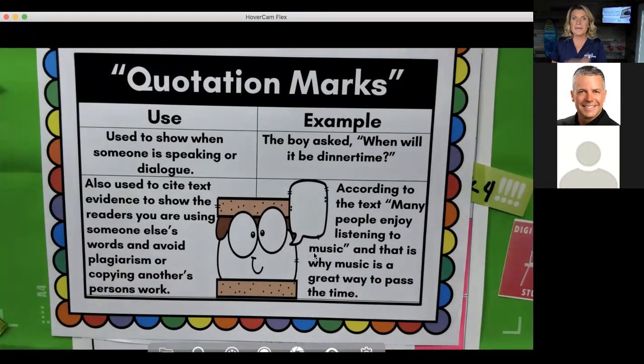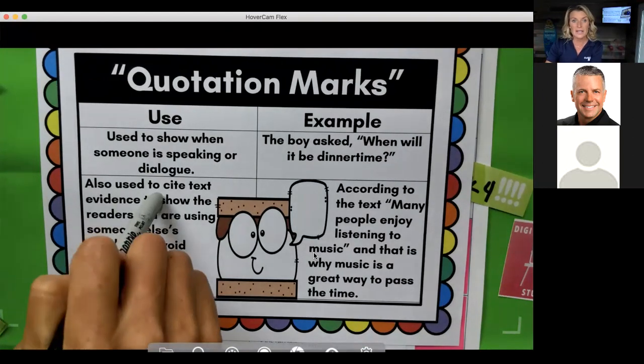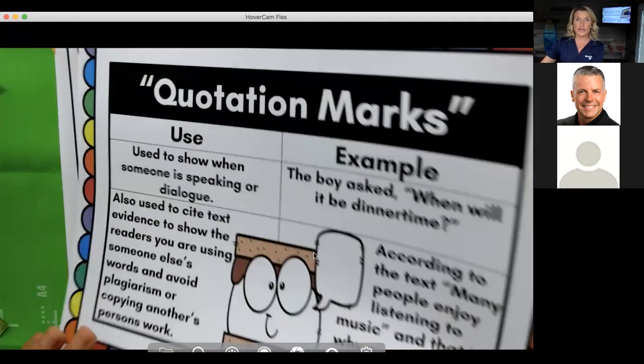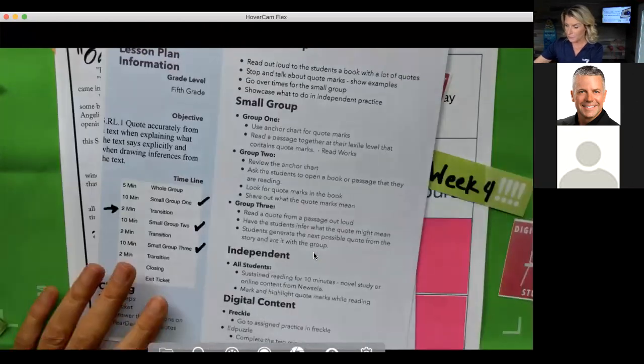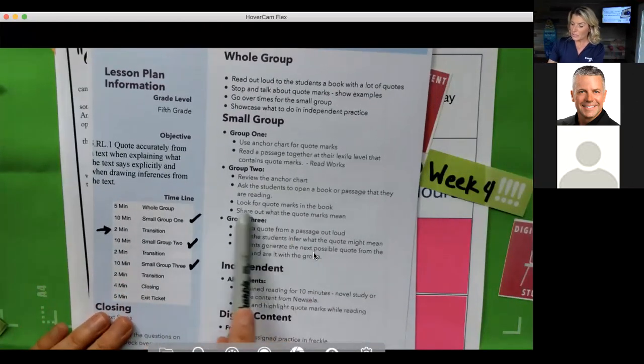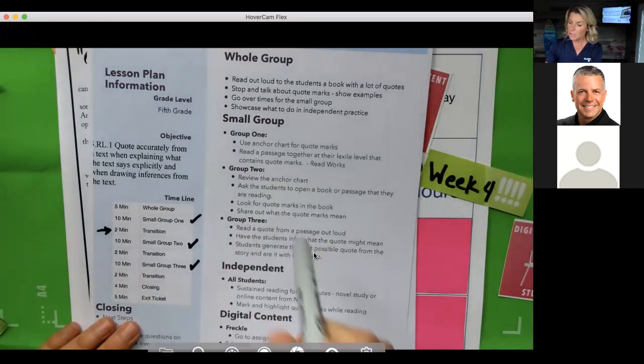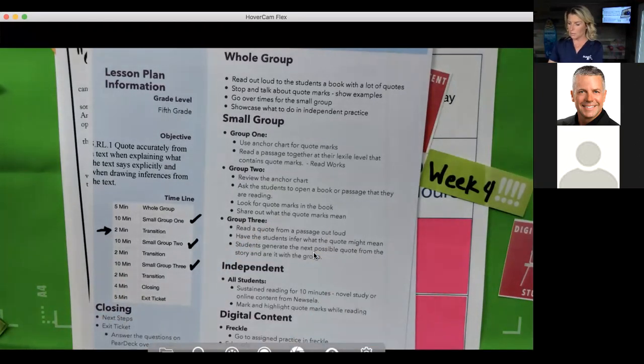I want to talk to them as if they're in my classroom. So create anchor charts, create things that they can see that you can talk them through. Like here's an example of when to use it, how to use it, and an example. So in your mini lesson, you're going to break it down for them. Then you're going to really just dive in. They're going to look for a book. And again, you could do this with your hover cam, where you can go through and look for quotation marks.